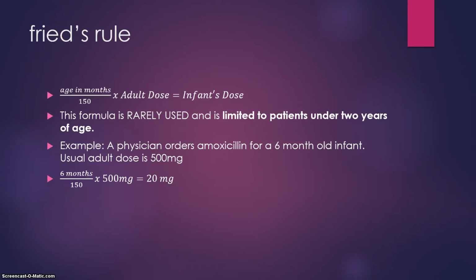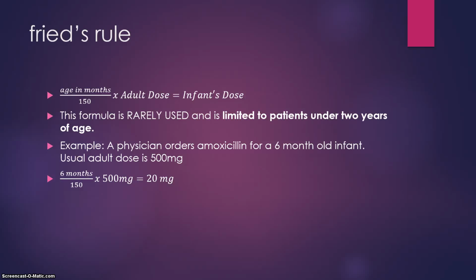Freed's rule takes the child's age in months divided by 150 times the adult dose, and you get the infant's dose. This formula is rarely used and is limited to patients under 2 years of age. For example, a physician orders amoxicillin for a 6-month-old infant. Usual adult dose is 500 milligrams.